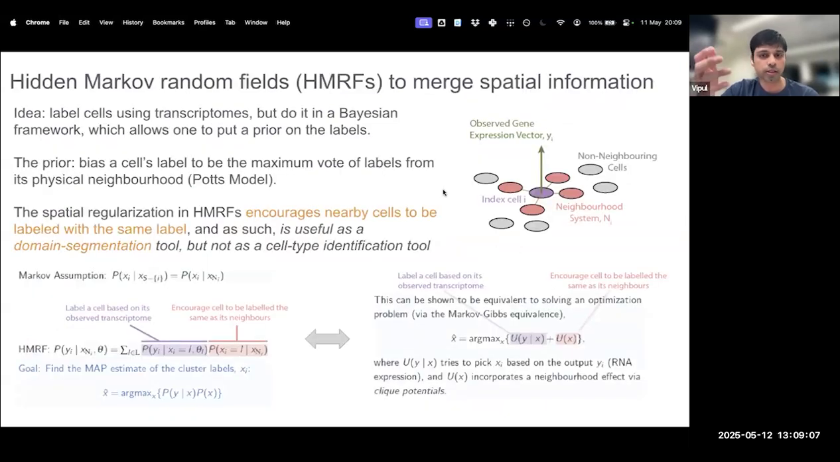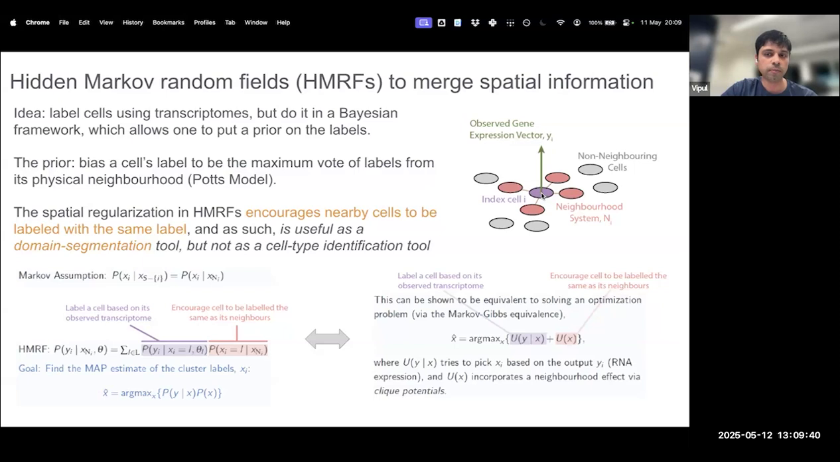Okay, how did we get started thinking about BANKSY? We were looking at Markov random fields as a method to solve the labeling problem. Essentially, HMRFs, hidden Markov random fields, are a 2D generalization of hidden Markov models. So you have a cell that you want to give a label to. What you can do is use the observed gene expression vector associated to that cell, and use the labels you would give to its neighbors to try to label this cell.